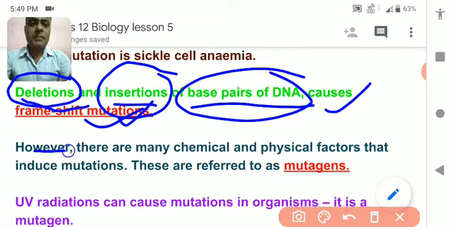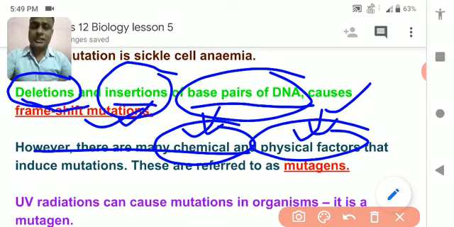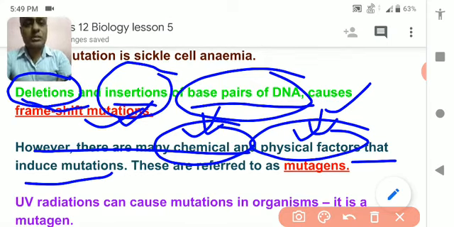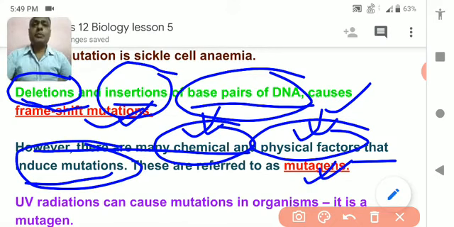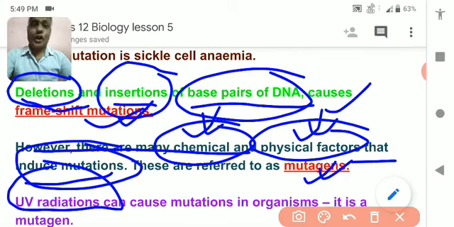However, there are many chemicals that cause mutation. There are many physical factors that also cause mutation. These things which cause and induce mutation are called mutagens. Mutagens means agents which cause mutation. It may be some chemicals or physical factors. I am giving a very good example over here. UV ray, ultraviolet ray, can alter the base pair of DNA and can cause skin cancer. So it is also a kind of mutation, and that is induced by UV rays.